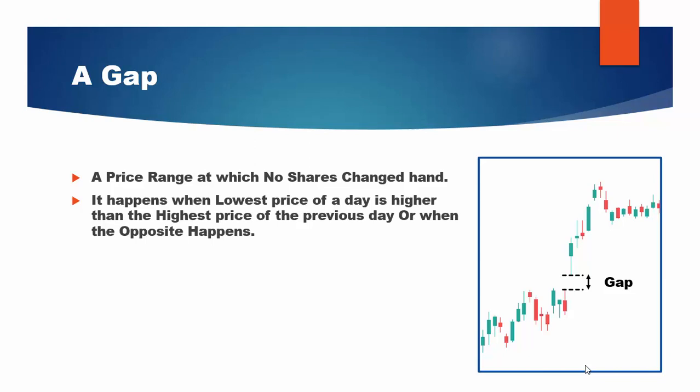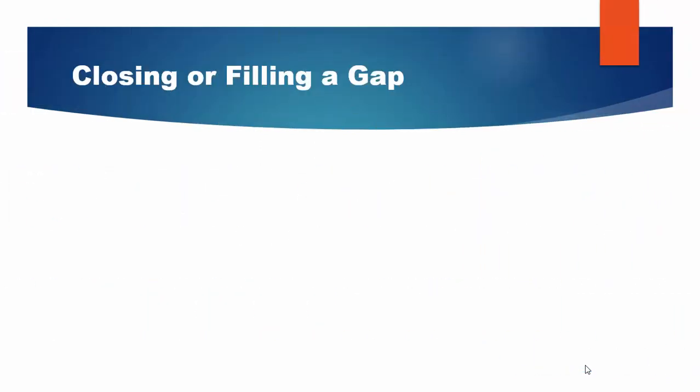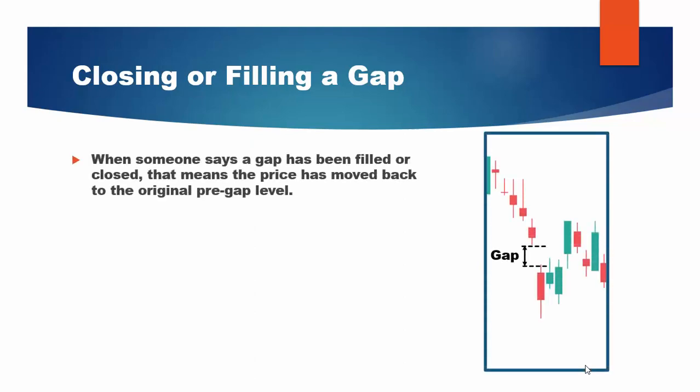We need another definition before we start looking at different types of gaps. What does closing or filling a gap mean? When someone says a gap has been filled or closed, that means the price has moved back to the original pre-gap level. In the picture you can see an example of a closed or filled gap. 3 days after the time the gap is visible, the price rises and breaks the upper level of the gap and sees the pre-gap level again.